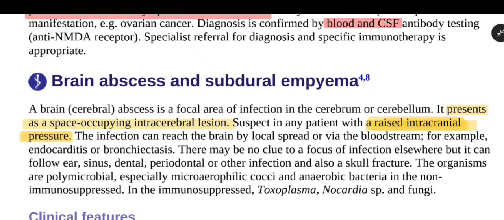Infection is usually spread from nearby structures like ear, sinus, dental, periodontal, or through a trauma like a skull fracture. Or the bacteria from another part of the body can travel through the bloodstream and reach the brain, for example, endocarditis or bronchiectasis.